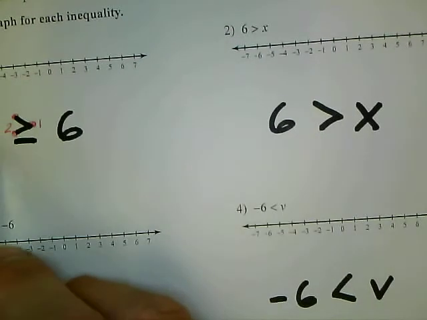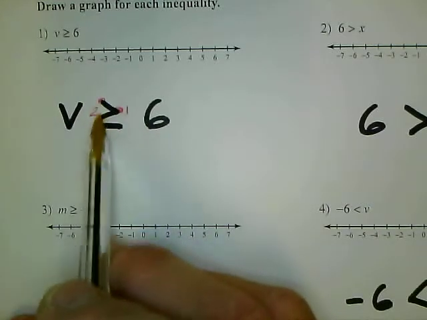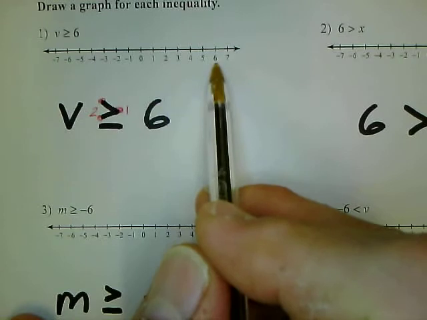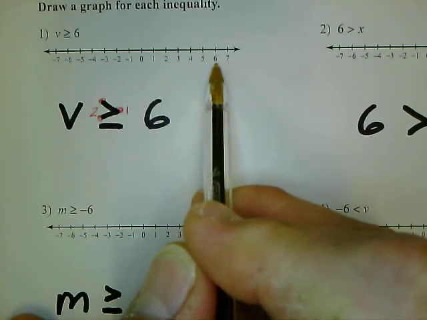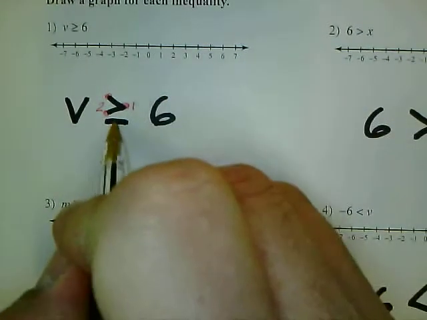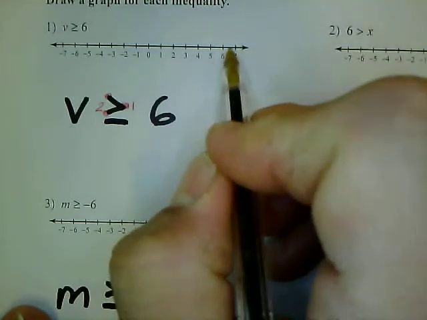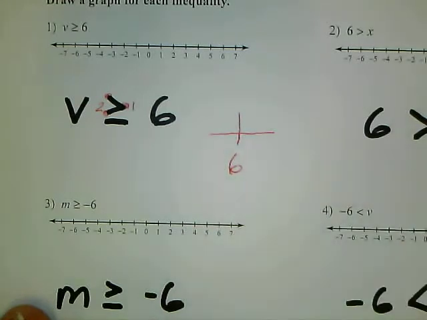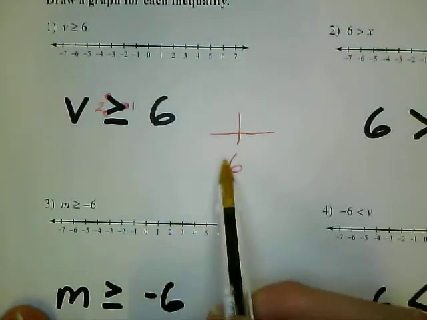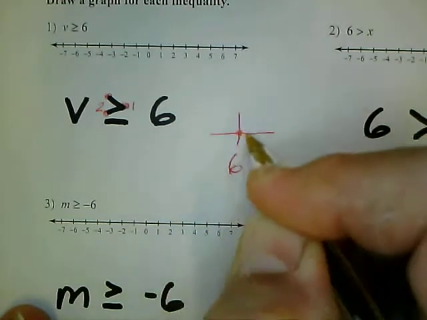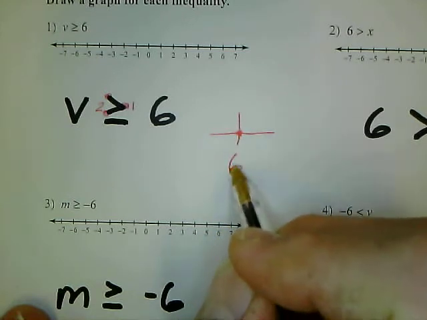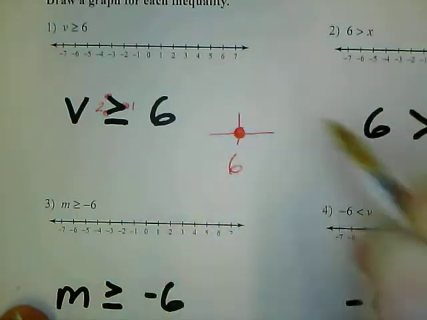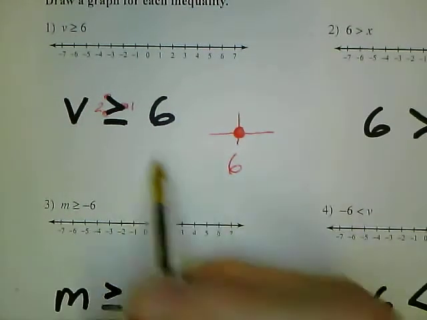So as we look here, where V is greater than or equal to 6, I'm going to find 6, which is right here on my number line. And since it's equal to it, that little crosshair that you see there, it kind of looks like this. That crosshair is actually 6. This is the label of 6. This is not the number, this is the number 6. We want that to be closed because we're using the 6 because it's equal to it.